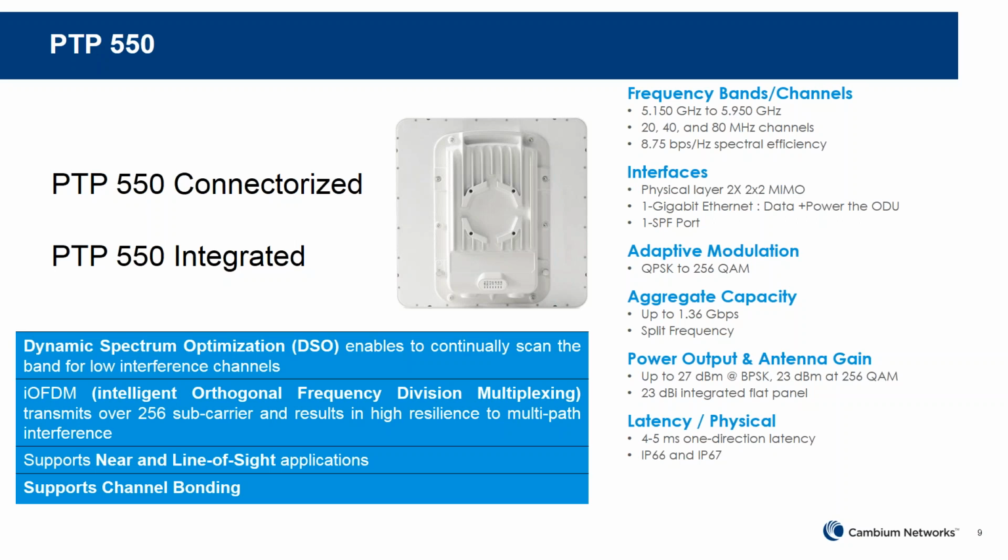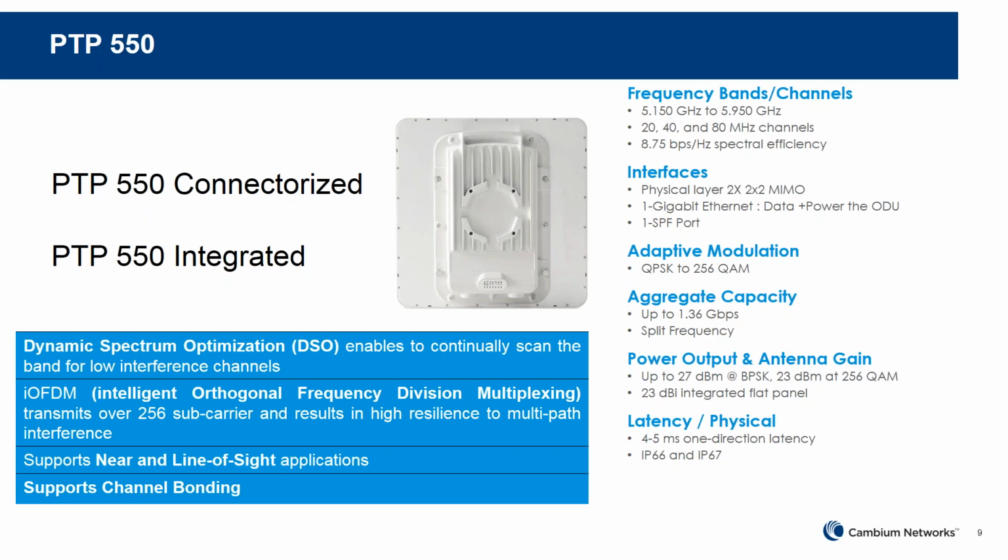Next one, the adaptive modulation. The PTP 550 supports from QPSK all the way to 256 QAM. The aggregate throughput is about 1.36 gigabits per second. The power output is about 27 dBm at BPSK and 23 dBm at 256 QAM. The integrated panel is a 23 dBi dish. The latency is about 4 to 5 milliseconds in one direction, and it has an IP66/67 housing.